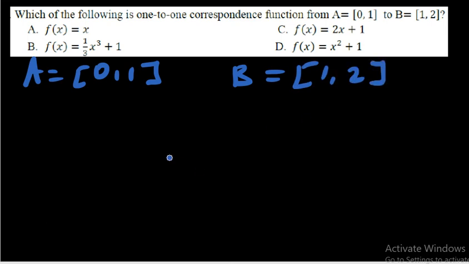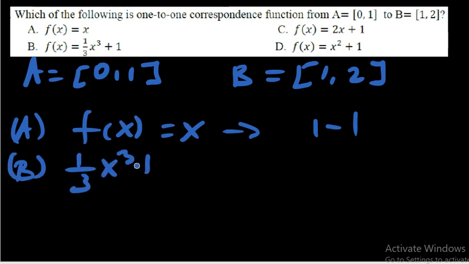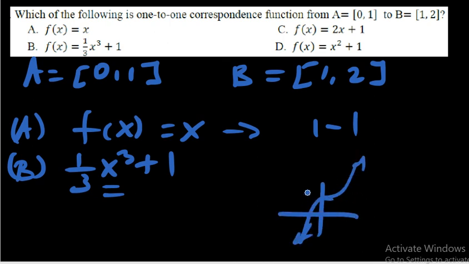So when you are talking about one-to-oneness, for example, consider function A, f of x is equal to x. This function is linear, it's one-to-one for every domain and range. And the second function B says one third x cubed plus 1. This is also an odd function. It passes through 1, and it goes up on the right and down on the left. Wherever the domain and the range, it's always one-to-one.